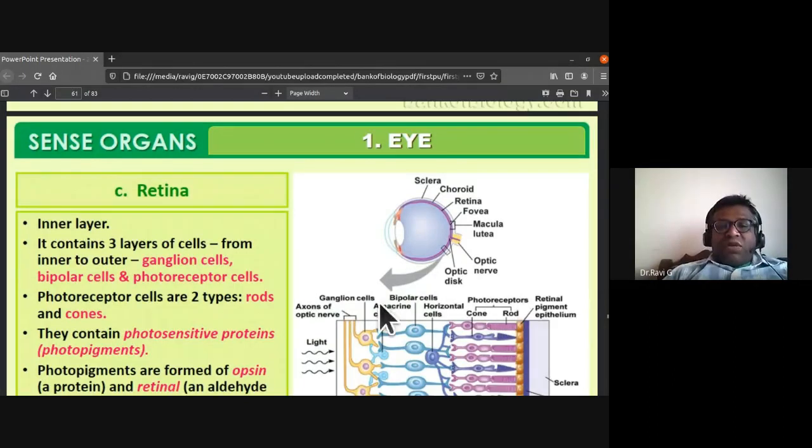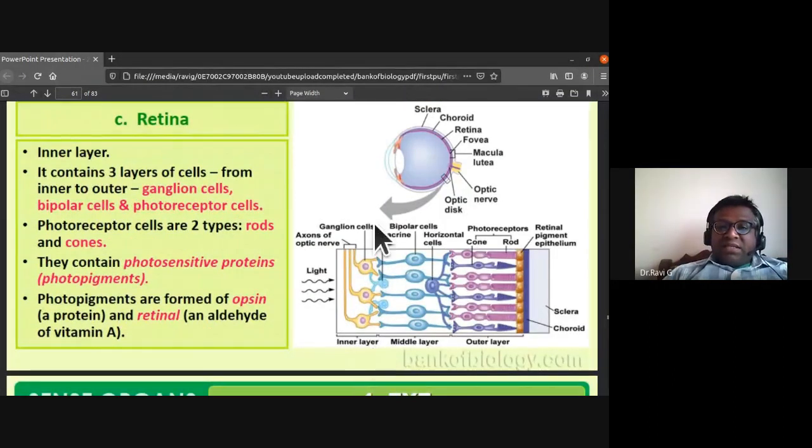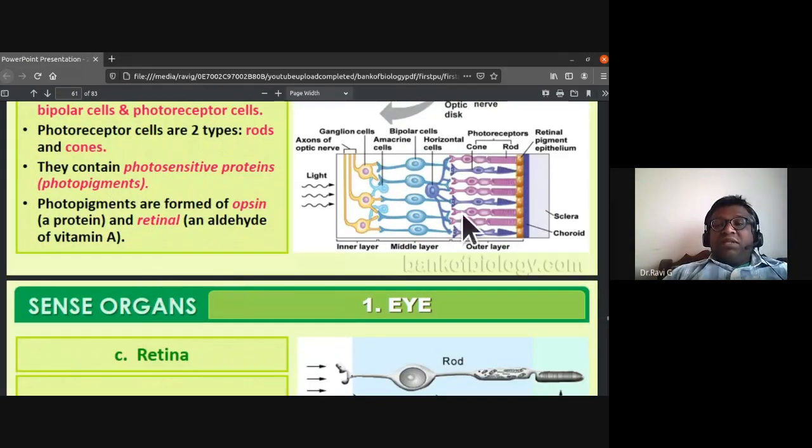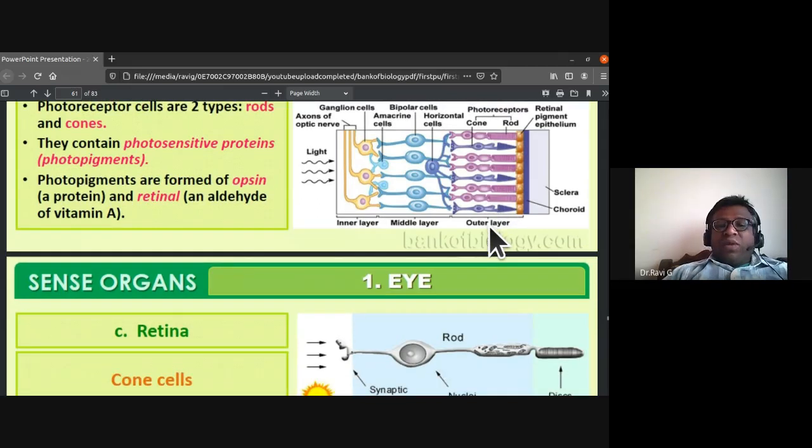The inner layer is made up of the ganglion cells, the middle layer is made up of bipolar cells, and the outermost layer is the photoreceptors. Photoreceptor cells are of two types, rods and cones. They contain photosensitive proteins, or photopigments. These photopigments are made up of opsin, a protein, and retinal, an aldehyde of vitamin A.